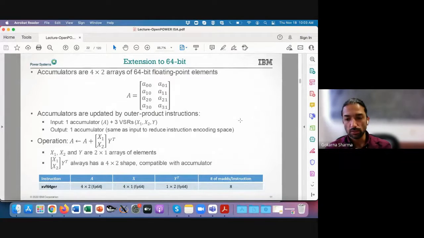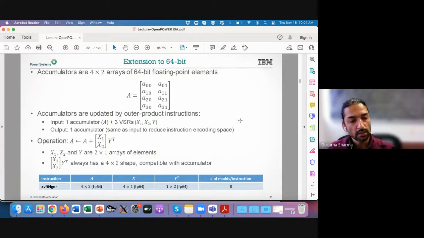Here the goal is to accommodate any data in this accumulator, the resulting matrix from the computation. In the previous one, if you have one column of 4x1 and one row of 1x4, you get 4x4, which fits the size of the accumulator. Here the output has to be 4x2, so you have to do the computation in such a way that the output is 4x2. So in the operation, A is 4x2, so there is no problem.